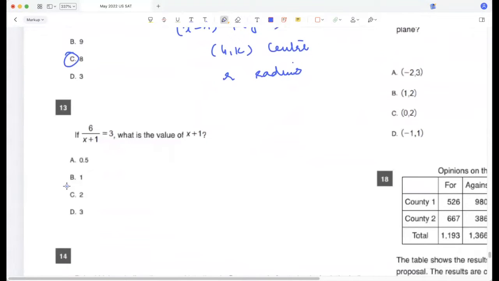If this is true, what is the value of x + 1? So 6 by (x + 1) is 3. So x + 1 is 6 by 3, which is 2.